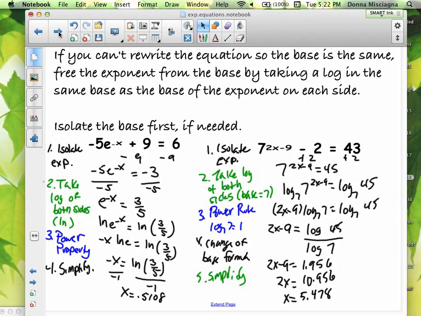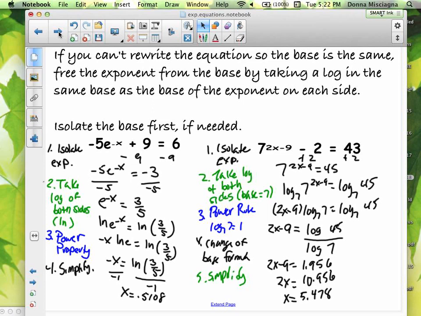So now we have natural log of e to the negative x equals natural log of 3/5. Right? The exponent moves in front using the power property. So we have negative x natural log of e equals natural log of 3/5. But natural log of e, that's just 1. So there's no reason I have to have negative x times 1. I can just have negative x. But we're not looking for negative x. We're looking for x. So we're going to divide both sides by negative 1. So the exact answer would be negative natural log of 3/5. And if we plug that into the calculator, we would have x equals 0.5108.